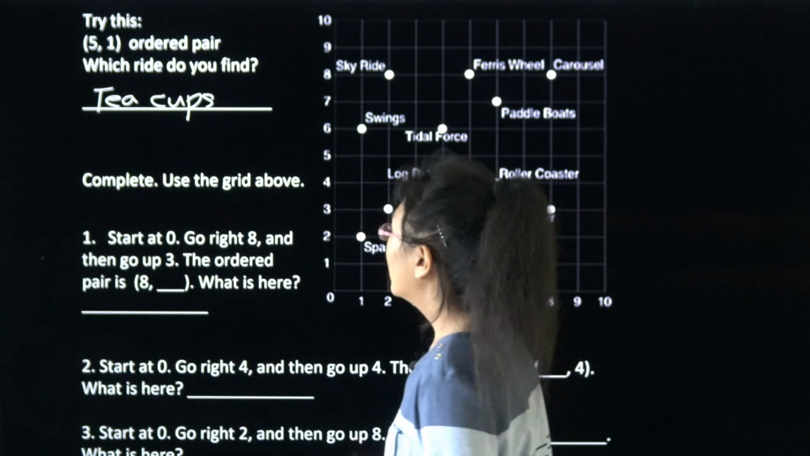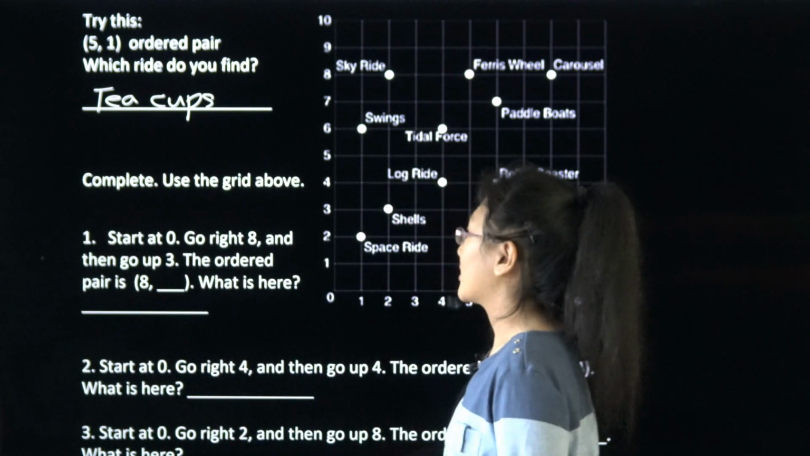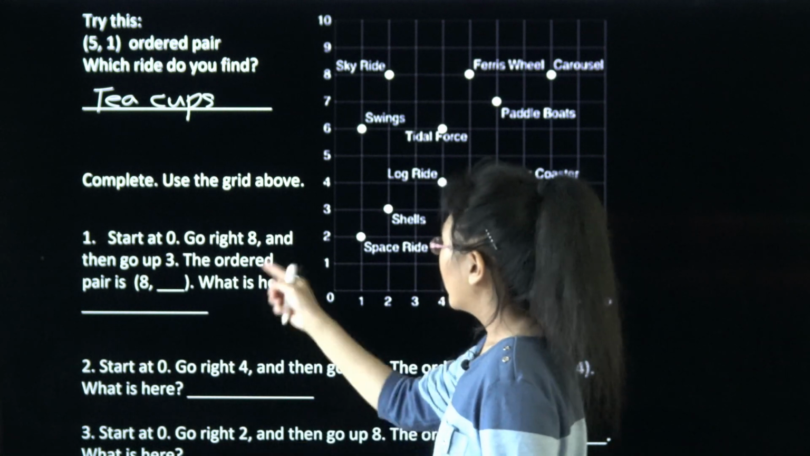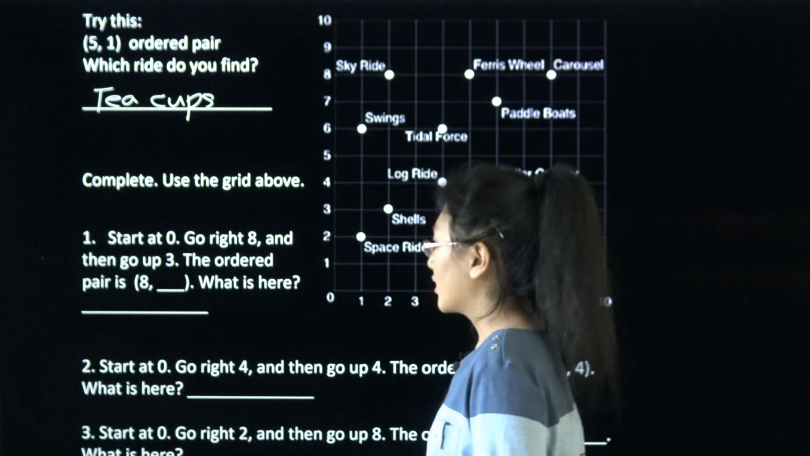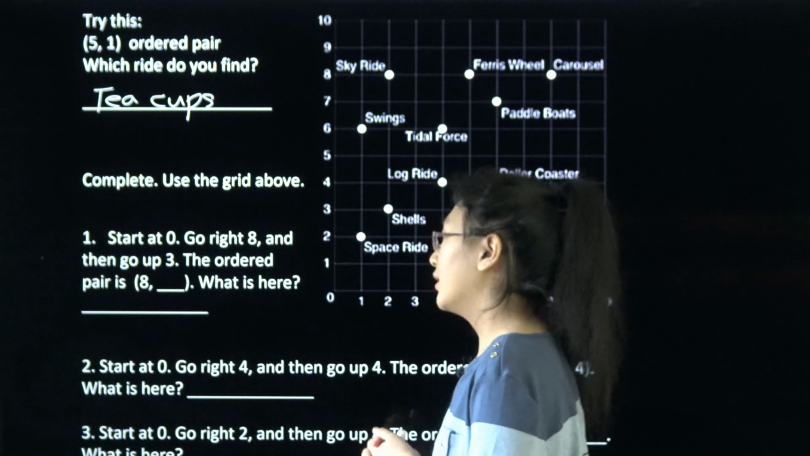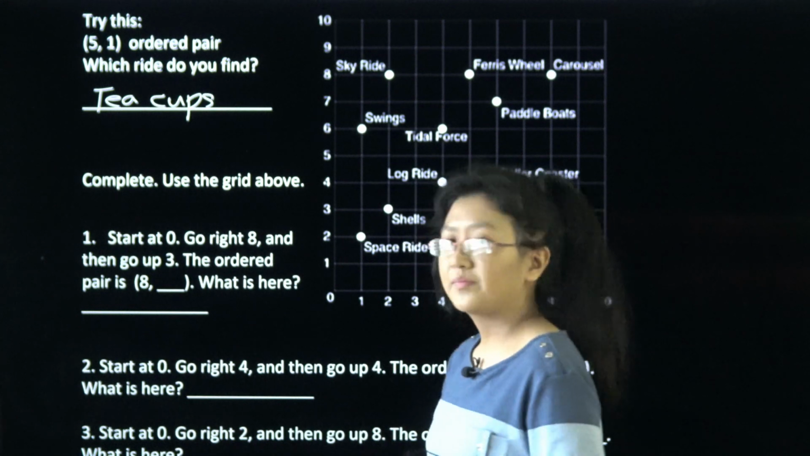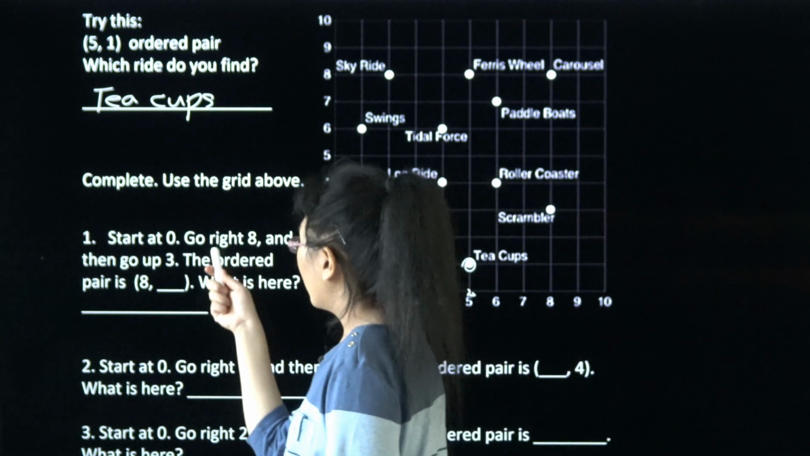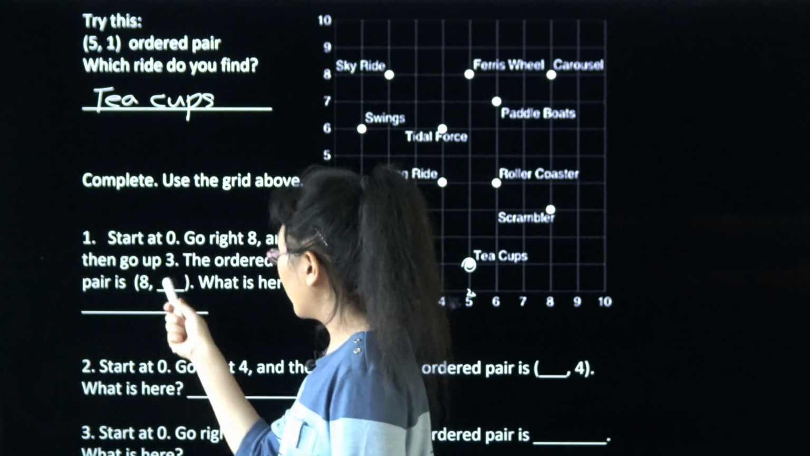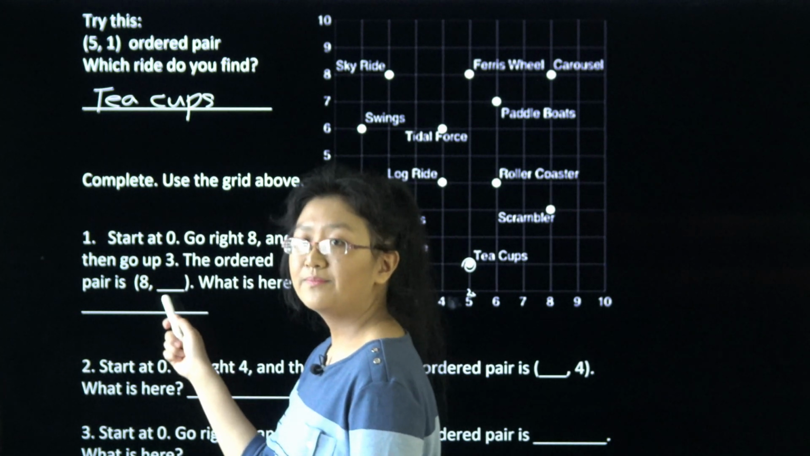Anyhow, so now we complete all these questions using this grid. Start at 0, go right 8, and then go up 3. The ordered pair is bracket, 8, comma, something, and bracket. What is here? So the first number is how much we go right, and the second number is how much we go up. So we go right 8, and then how much do we go up?